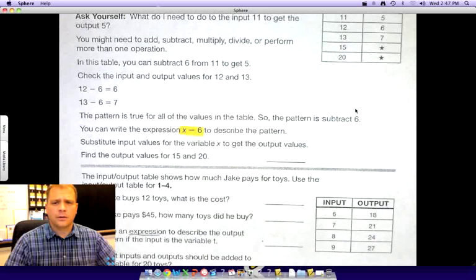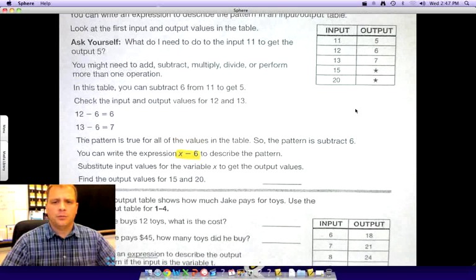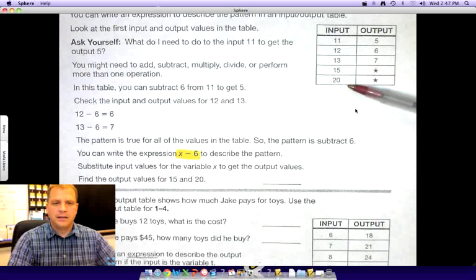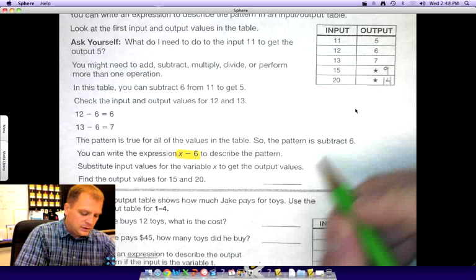So for the 2 inputs that are missing the outputs, 15 and 20, we can say that the output for 15 would be 15 minus 6, and 15 minus 6 is 9. Same thing for 20. 20 minus 6 equals 14. So I can say 9 and 14.